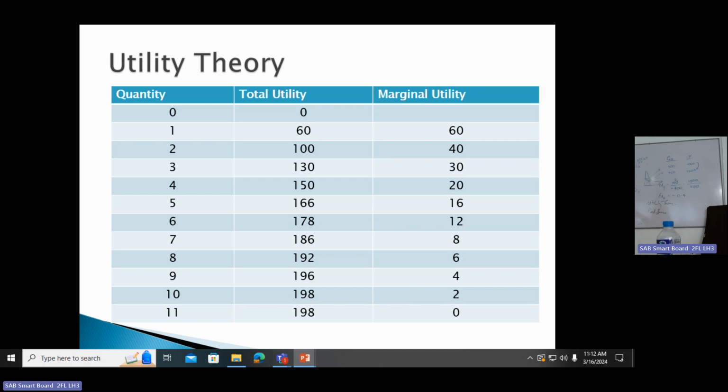Total utility is given by 60, 40, 30, 50, 150. So the actual payment we made at this point, because marginal utility equals price, is 4 units into 20 per unit. The difference is the consumer surplus.